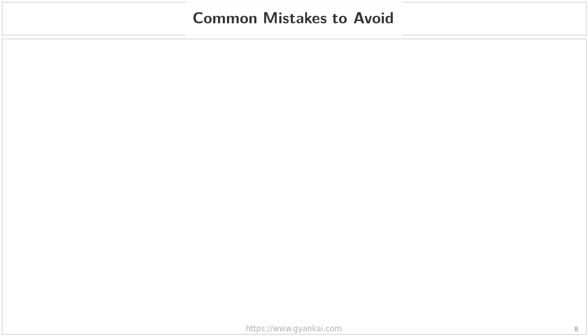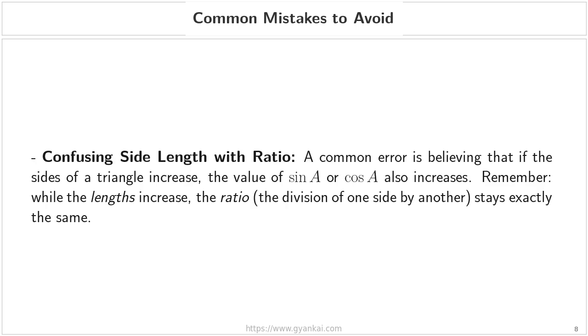Common mistakes to avoid. First, be very careful not to confuse side length with the ratio itself. It is a very common error to think that if the sides of a triangle grow larger, the value of sine A or cosine A must also increase. Remember what we saw in our shadow example with the two poles. While the actual lengths of the sides are increasing, the division of one side by another, the ratio, stays exactly the same. The size changes, but the value of the ratio is invariant.